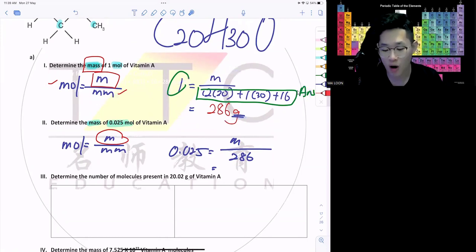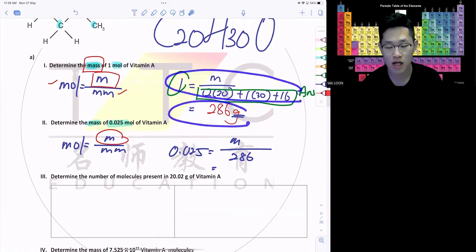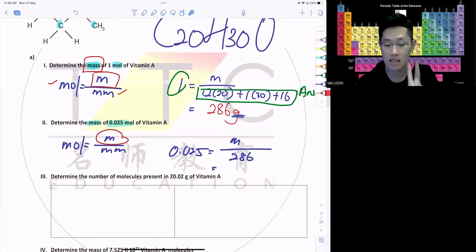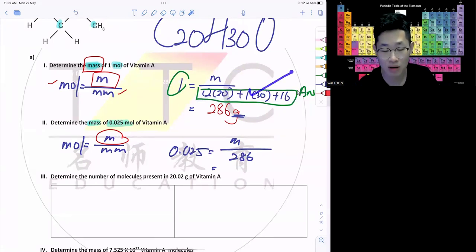Marks will be given for this and this. This kind of question can usually go up to 2 marks. Calculation working is 1 mark. Final answer is 1 mark.